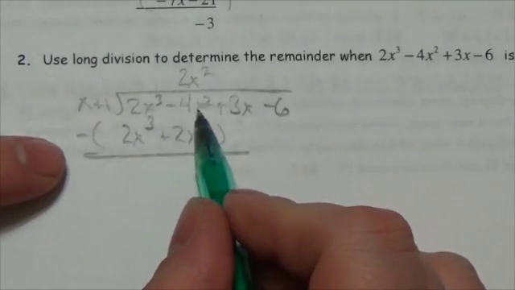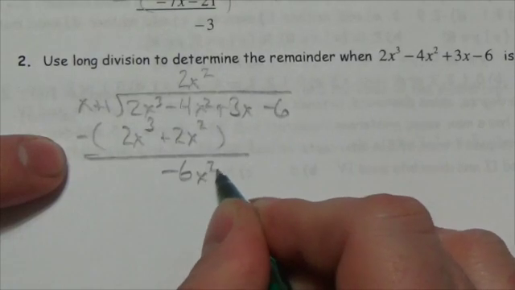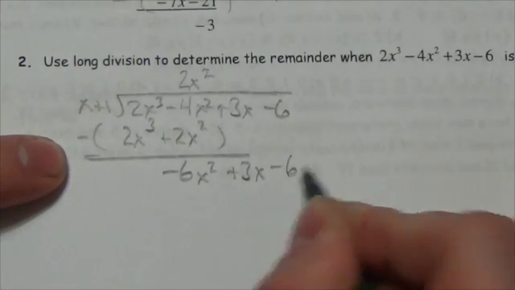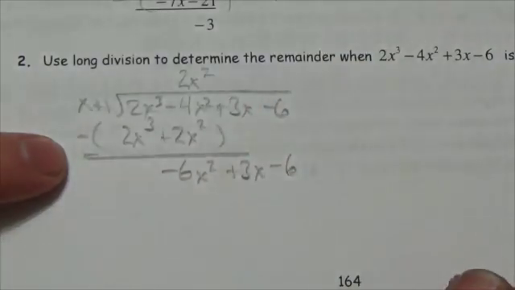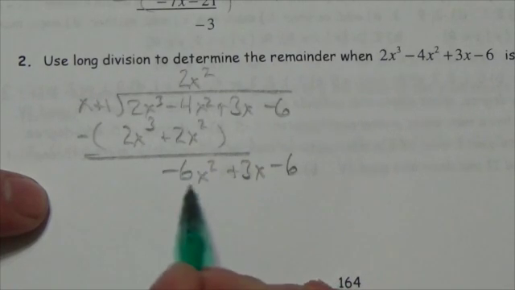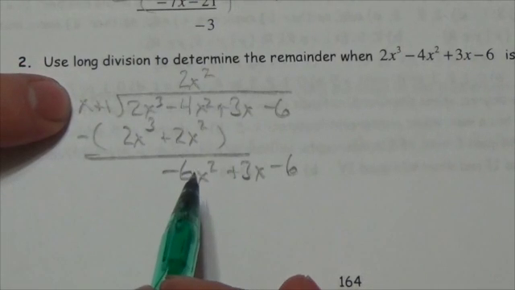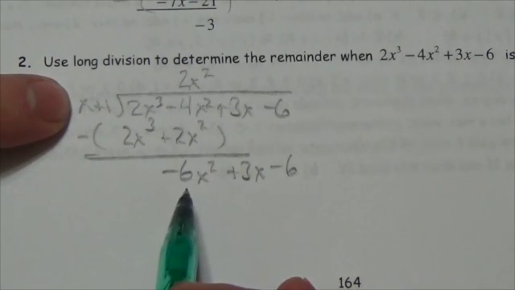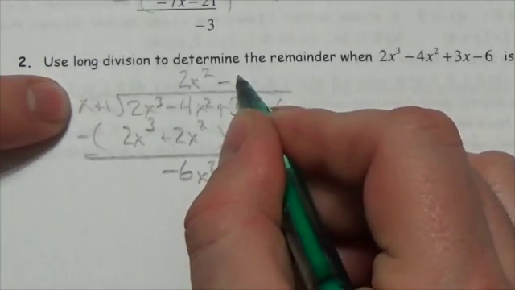And now, negative 4x squared minus 2x squared will give me negative 6x squared plus 3x minus 6, because I'm going to bring down the remaining part of the dividend. And then it starts again. I've got a negative 6x squared. I want to divide by this divisor, and I'm going to use this x here to try to eliminate this negative 6x squared. I can do that by multiplying by negative 6x.